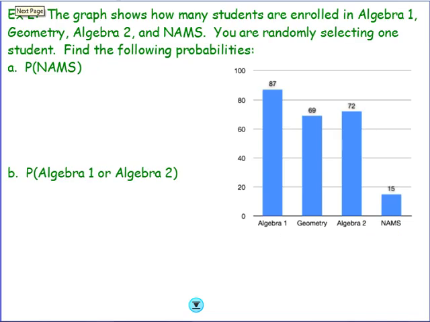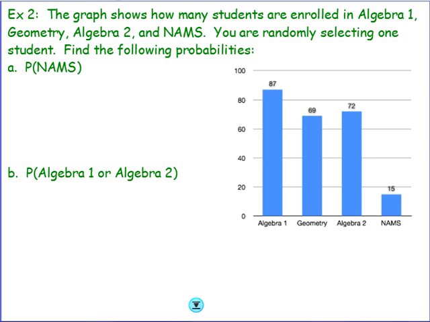The graph you see here shows how many students are enrolled in Algebra 1, Geometry, Algebra 2, and NAMS. You are randomly selecting one student. Find the following probabilities. What's the probability of the students in NAMS? What's the probability that a student is in Algebra 1 or Algebra 2? Notice one difference between this problem and the pie problem, the spinner. We don't know a total here. We have a bar graph.